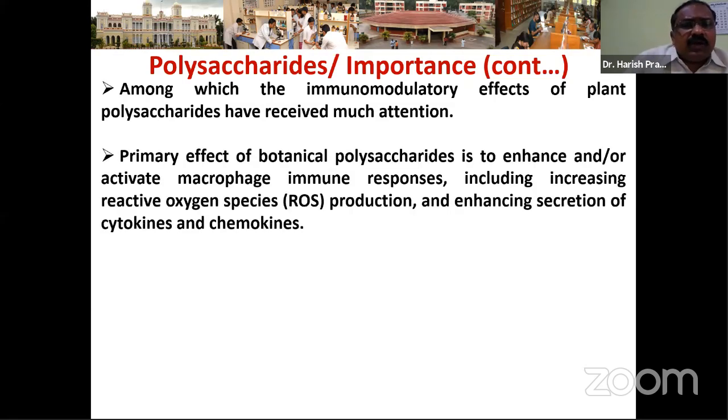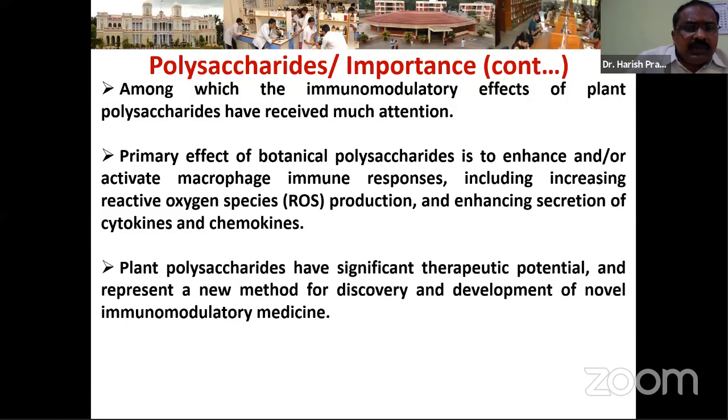So how does this polysaccharide give such a response? It activates the macrophage and enhances the immune responses. How again? It is through increasing ROS production, and a lot of studies have shown that it also secretes a lot of cytokines and chemokines. That's why plant polysaccharide is now being considered for therapeutic potential towards immunomodulatory medicine.